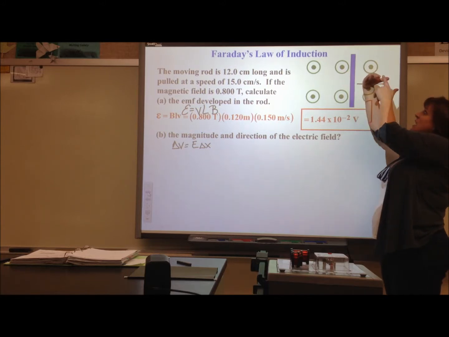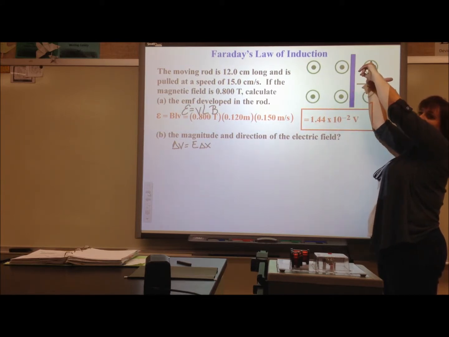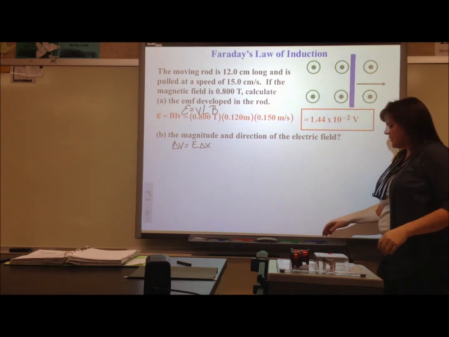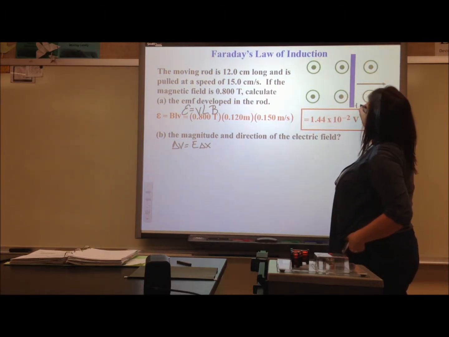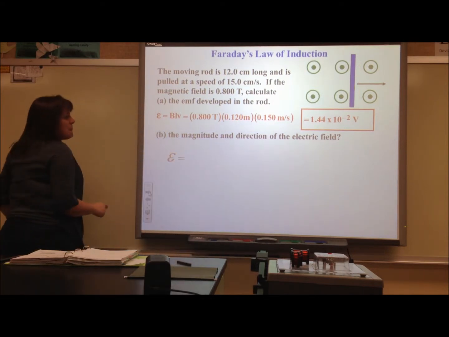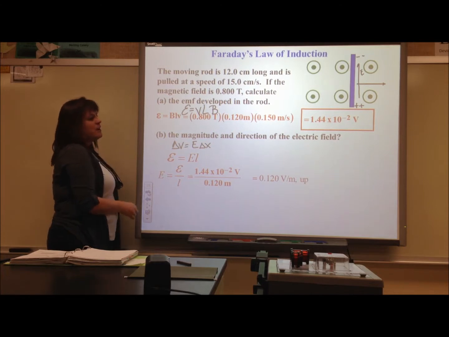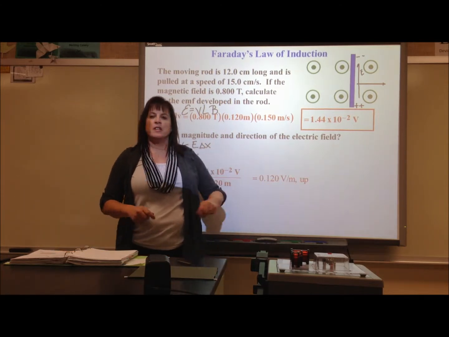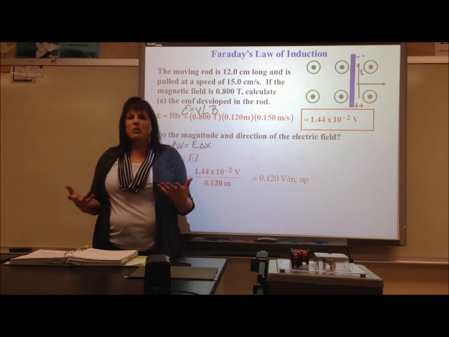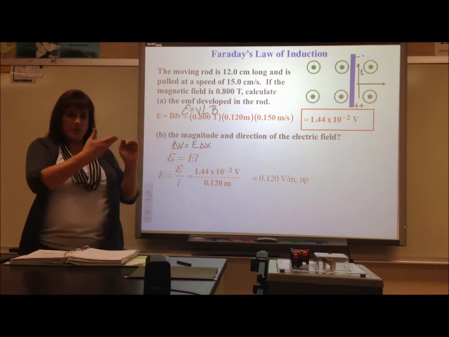Positive charges down, negative charges up. Right? We follow the right-hand rule, so positive charges down, negative charges up means that my electric field is pointing up. Positive charges here, negative here. Electric field lines point from positive to negative. So take your voltage, divide by the length of the wire, and you'll get the magnitude of your electric field. Units are volts per meter, newtons over coulomb, same thing. And of course the electric field is up. Right-hand rule.